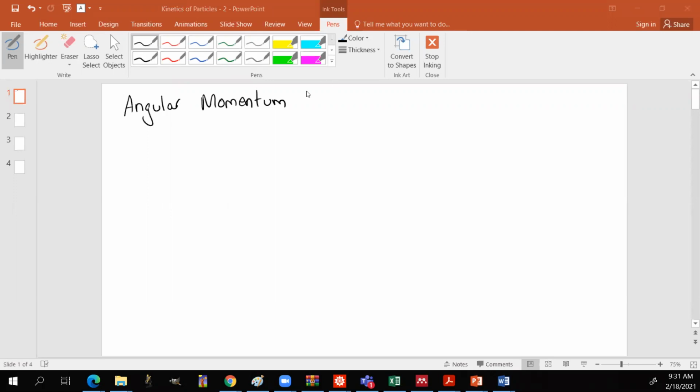Right, so we have the angular momentum of a particle. What we're going to look at is everything to do with the angular momentum of a particle. What we saw on Tuesday was the linear momentum.